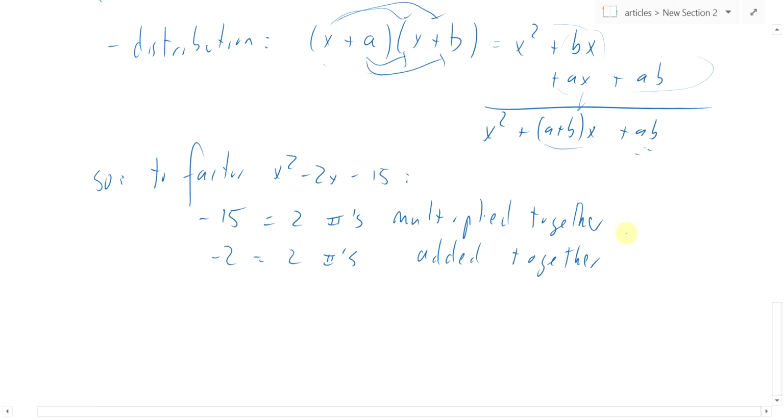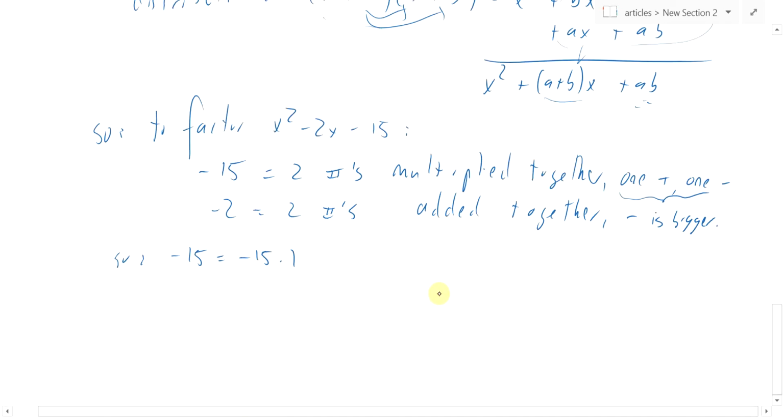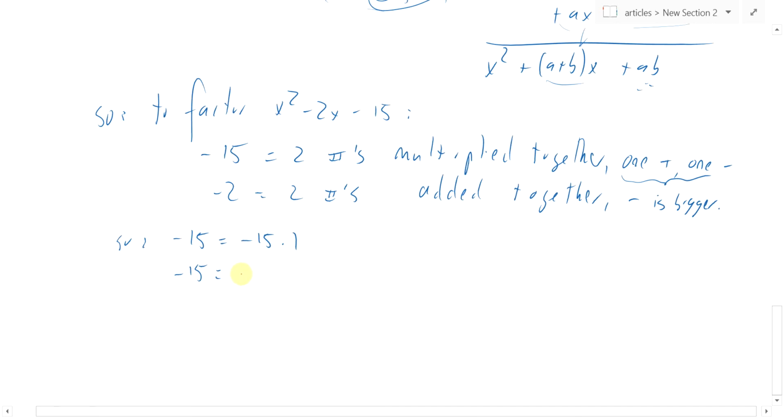Note that if you multiply 2 numbers together and get a negative, one has to be positive, one negative. So one positive, one negative. If you add a positive number and a negative number together and you get a negative number, that means that the negative number had to be bigger. So minus 15 is what? Well, it's minus 15 times 1, and we know that the negative number has to be bigger. Or it's minus 5 times 3. Those are really the only options.